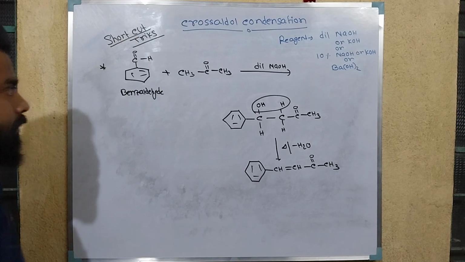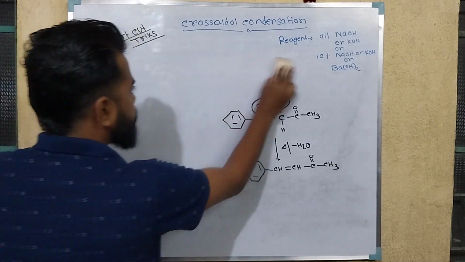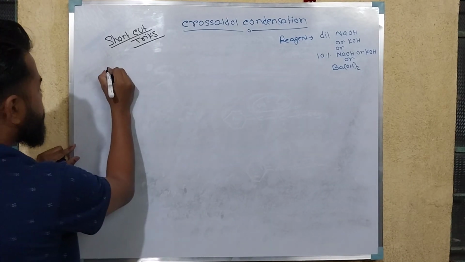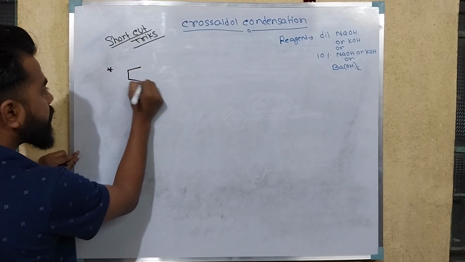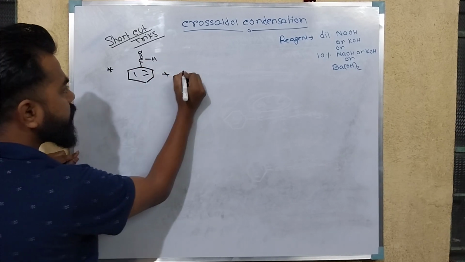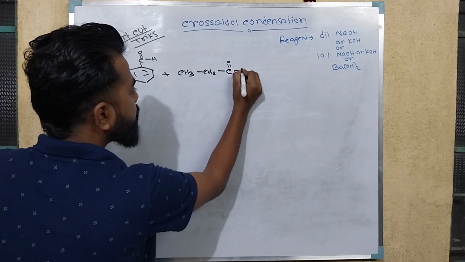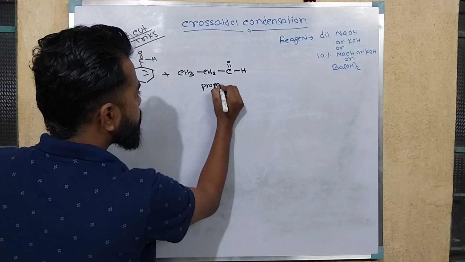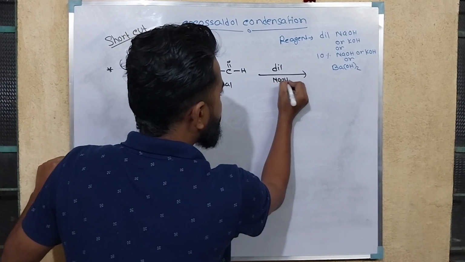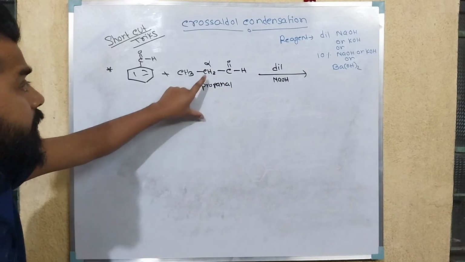Okay. Last example. Benzaldehyde reacts with CH3 CH2 C double bond OH. This is propanal. Reagent dilute NaOH. What is the product? This is the alpha carbon. This is a very important example. This is the alpha carbon.